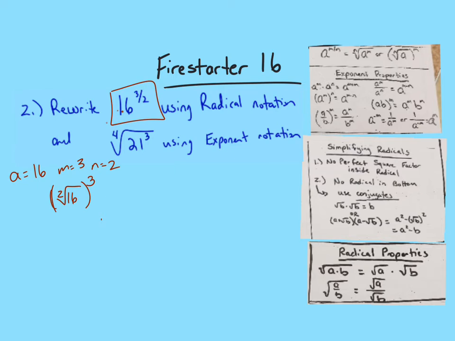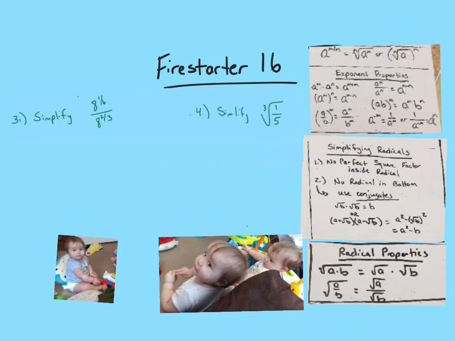The next thing we're going to do is this one. Now look at that. To me, it looks kind of like this one. So that means I'm going to rewrite it like that. So A is 21, M is 3, N is 4.